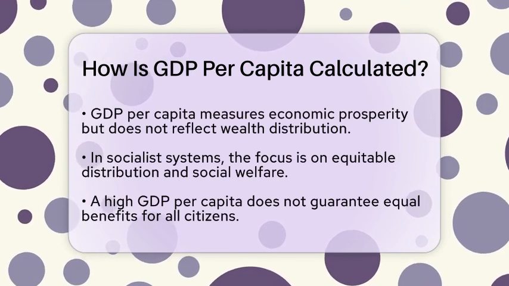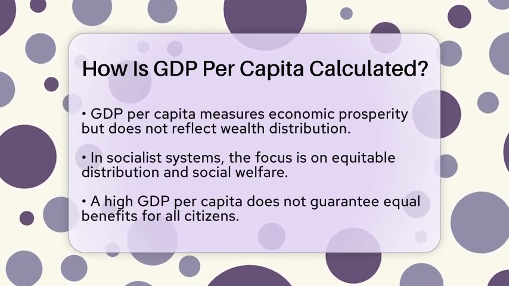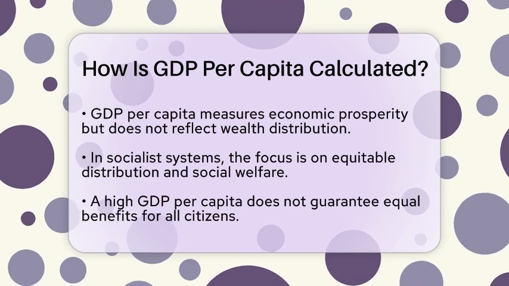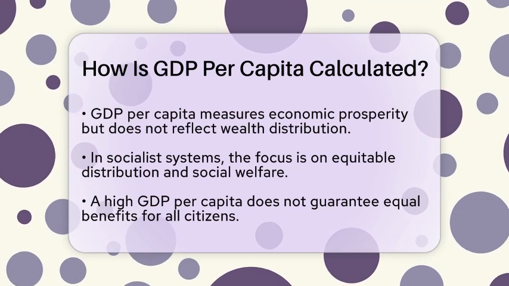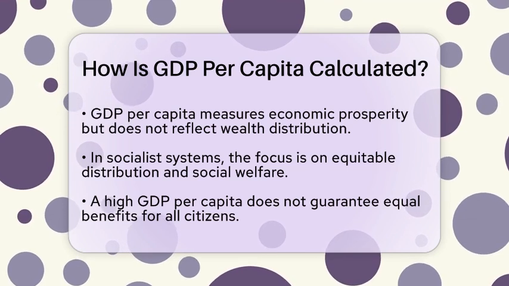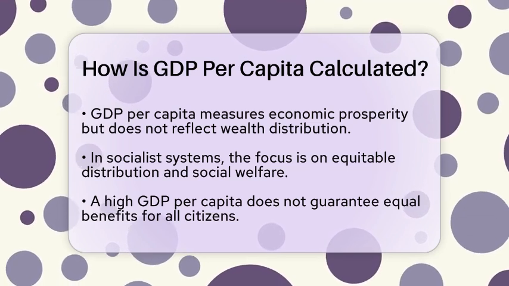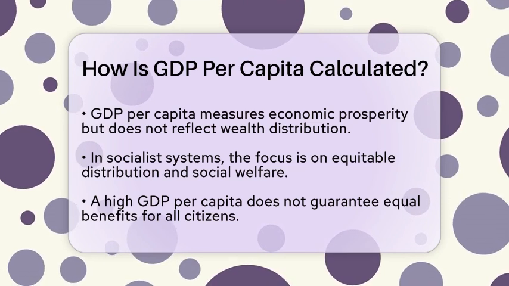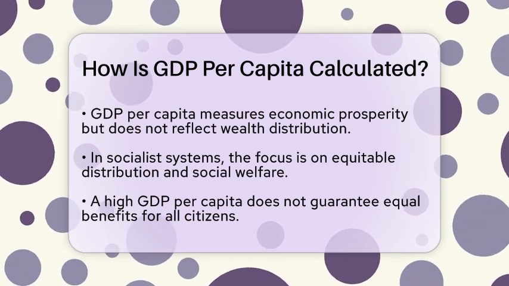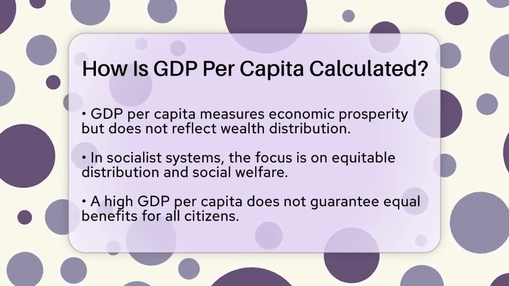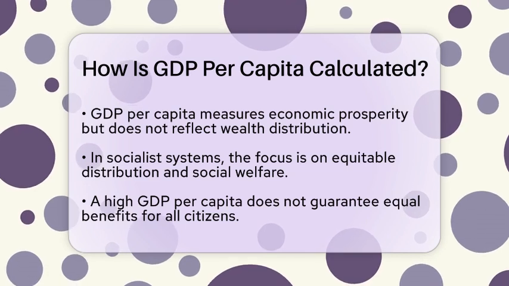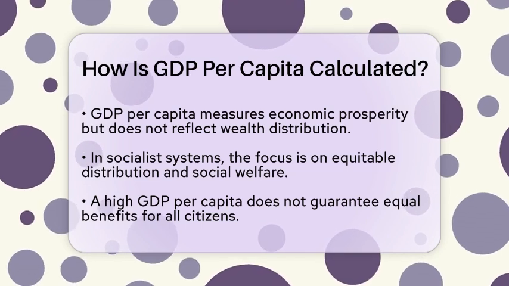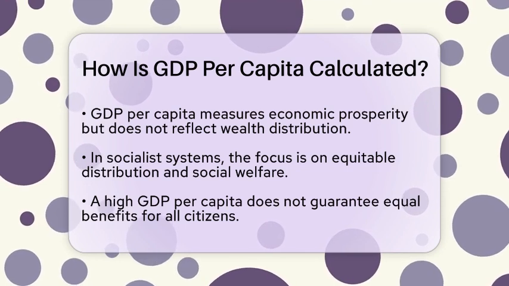In socialism, the focus is on equitable distribution and social welfare. While GDP per capita provides a snapshot of average economic output, it does not reflect how wealth and resources are shared among the population. For instance, a country might have a high GDP per capita, but that doesn't mean everyone is benefiting equally. Socialism aims to address these inequalities through collective ownership and redistribution policies.